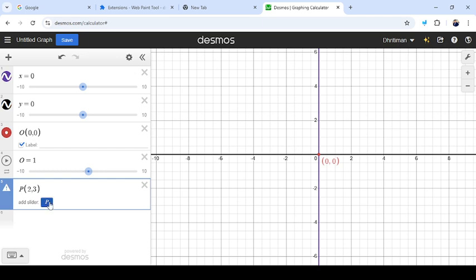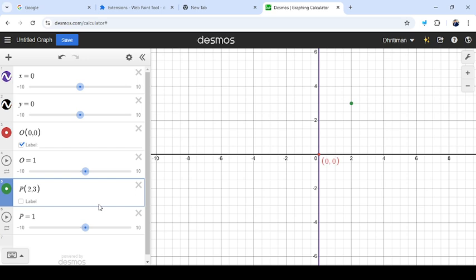You can see I have just drawn the x-axis, y-axis, and the origin. This is the point P, which is the point 2, 3.